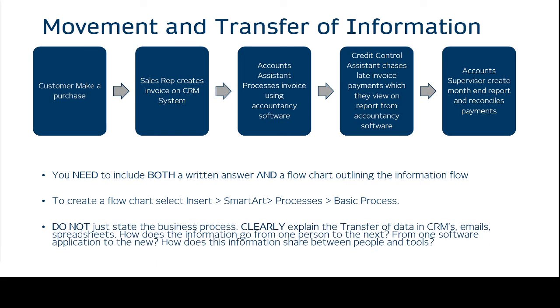Don't just state the business process, you want to clearly explain the transfer of data. So in this example, it will be from CRMs, emails, spreadsheets, whatever you're doing. You want to clearly explain the transfer of data: it comes from an email request from the customer. The sales rep types it up into an invoice that's been put on the CRM system. The accounts person looks at the CRM system and report, takes it, and imports it as a PDF into the accountancy software. Credit control runs reports in a spreadsheet. You're talking about how that information changes and goes across different software applications. So it goes from one software application to the next. And how does this information share between people and tools? So how is it actually communicated or sent to the next person?